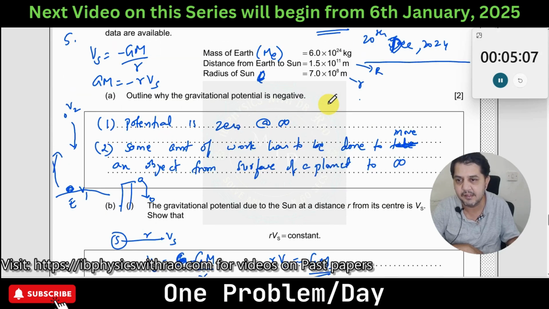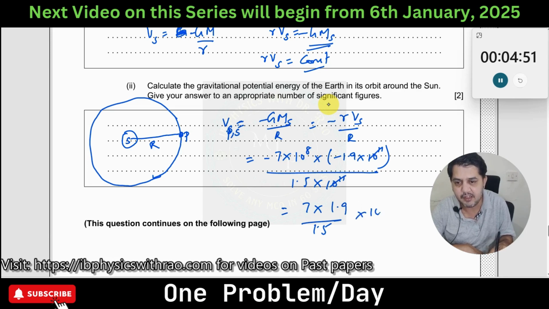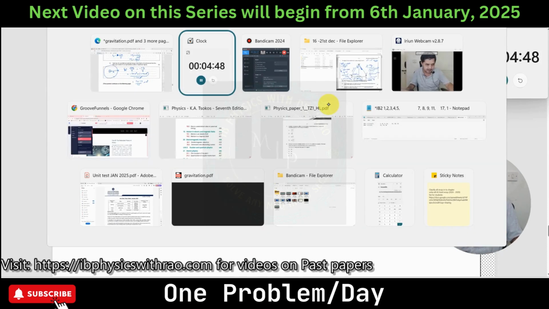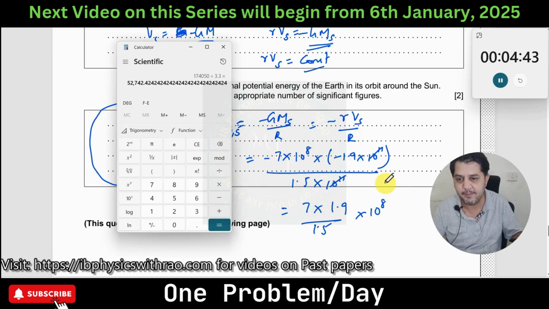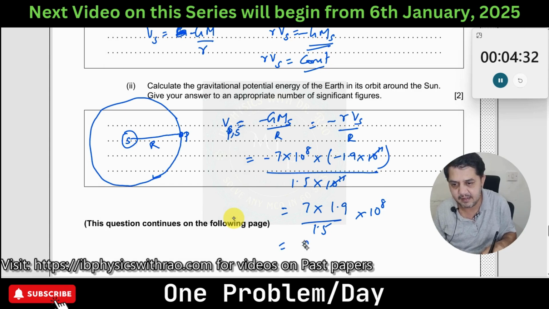Are you doing correctly? Yes, minus 1.5 into 10 to the power of 11. So 10 power 11 goes away. Minus into minus becomes plus. So I will write this as 7 into 1.9 divided by 1.5 into 10 to the power of 8. Now let me use my calculator. Yes, I have a calculator here. So 7 into 1.9 divided by 1.5 will give me 8.86, so 8.86 into 10 to the power of 8.